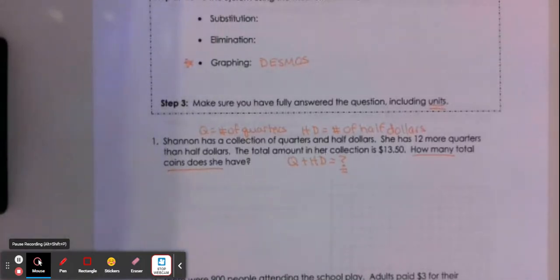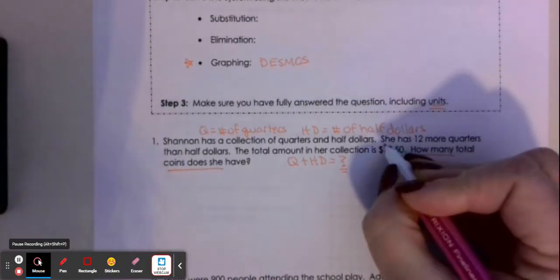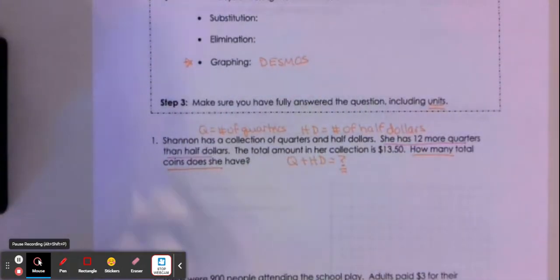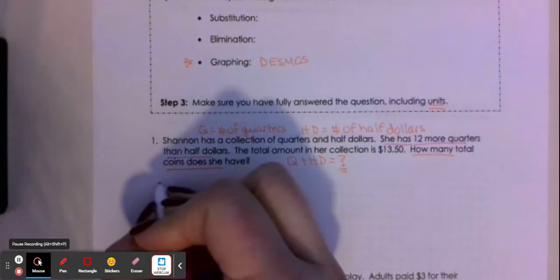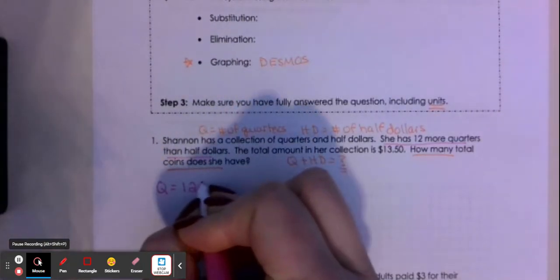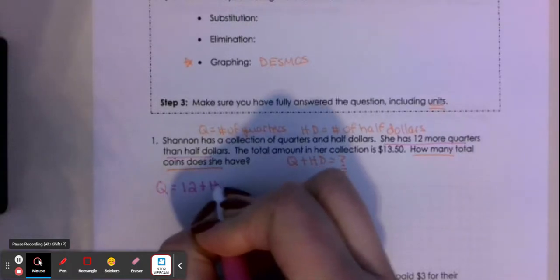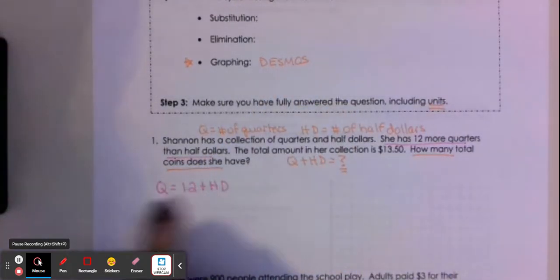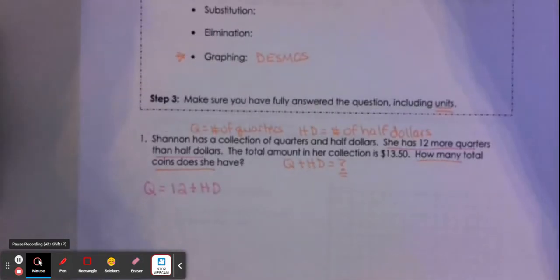Well, let's take a look at what type of equations I could write. And I know that she has 12 more quarters than half dollars. So if I'm thinking about how many quarters she has, I know that's 12 plus however many half dollars she has, because there are 12 more than those. So there is one equation I can write.